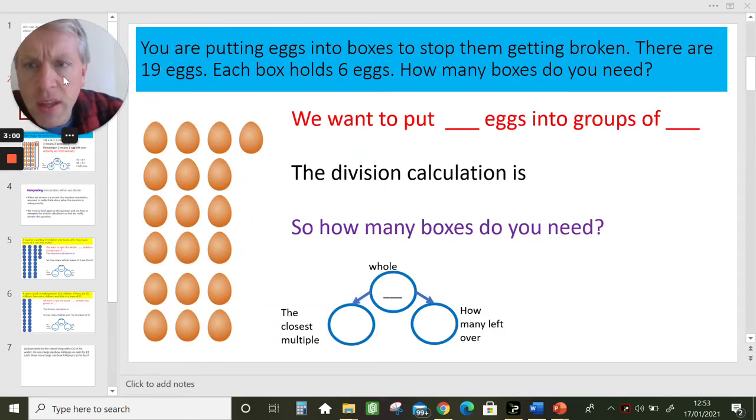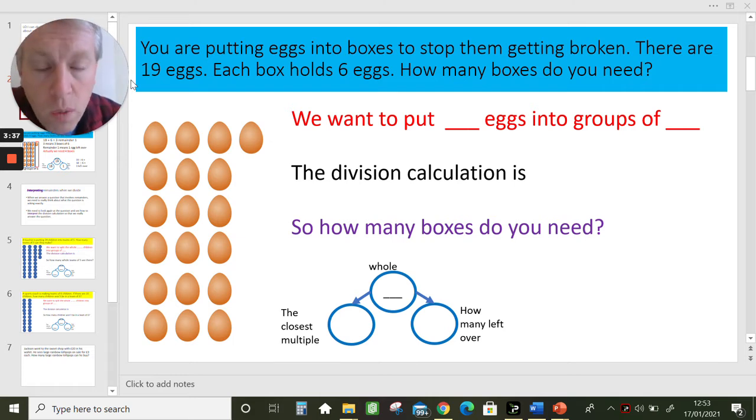Okay, so here's a question. You are putting eggs into boxes. So over here, we've got the eggs. There are 19 eggs. Each box holds 6 eggs. So let's read the question again carefully. You are putting eggs into boxes to stop them getting broken. Okay. There are 19 eggs. Each box can hold 6 eggs. How many boxes do you need?